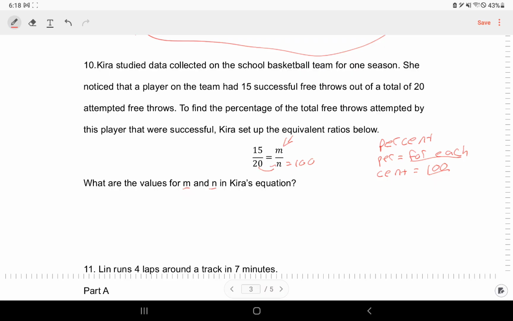And so what do we do to 20 to get to 100? Well, we multiply by 5. Since we multiply 20 by 5, we multiply 15 by 5. And so 15 times 5. 5 times 5 is 25, carry 2. 5 times 1 is 5, plus 2 is 7. So M is 75. M equals 75. N equals 100.